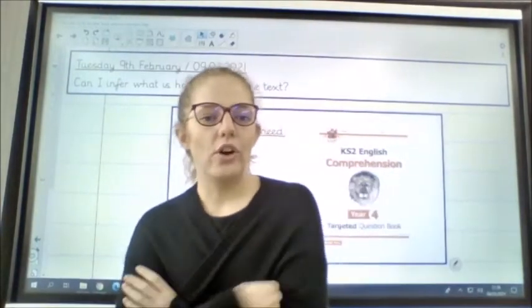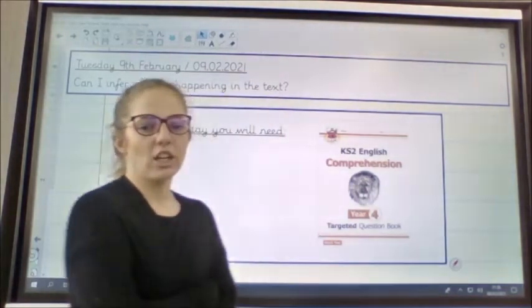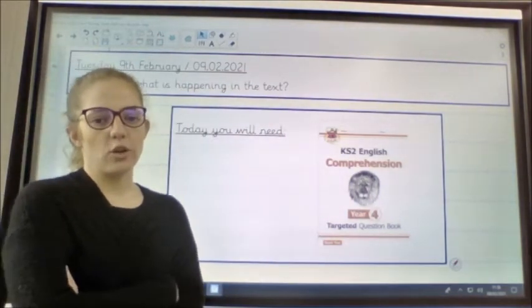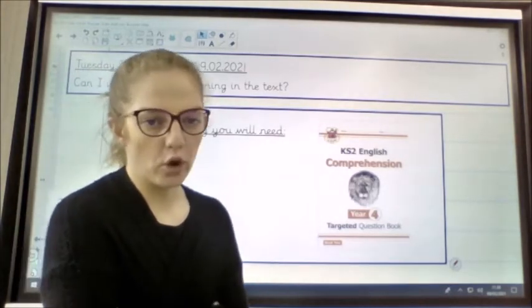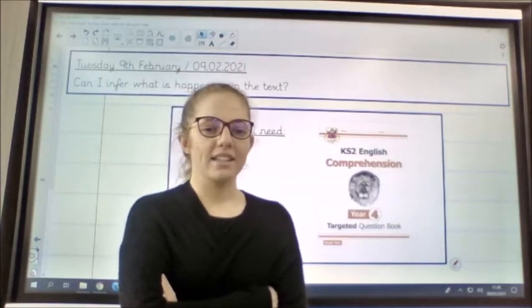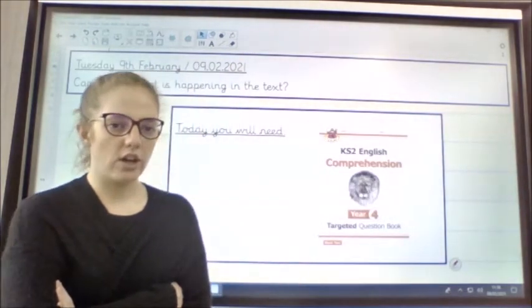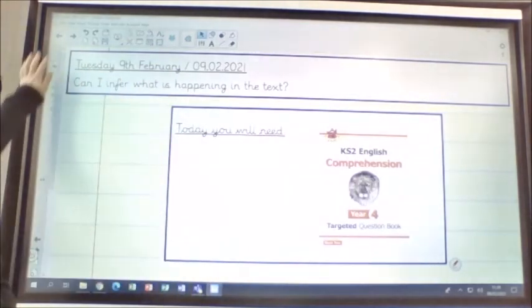Hello, Year 4. Today is Tuesday, the 9th of February, and today you will need the Key Stage 2 Comprehension Year 4 Targeted Question Book 2 workbook, okay? And today's learning question is, can I infer what is happening in the text?